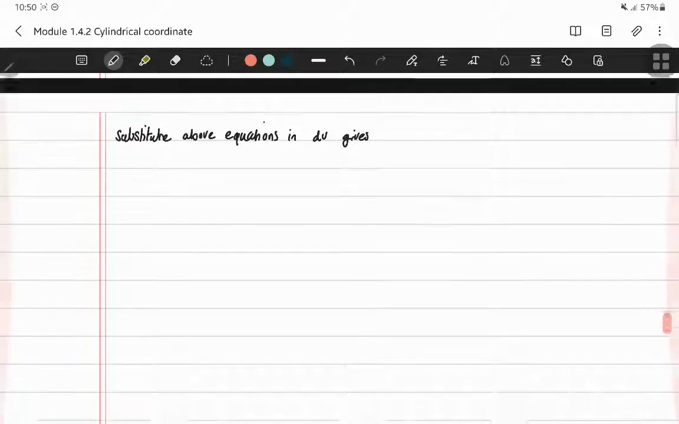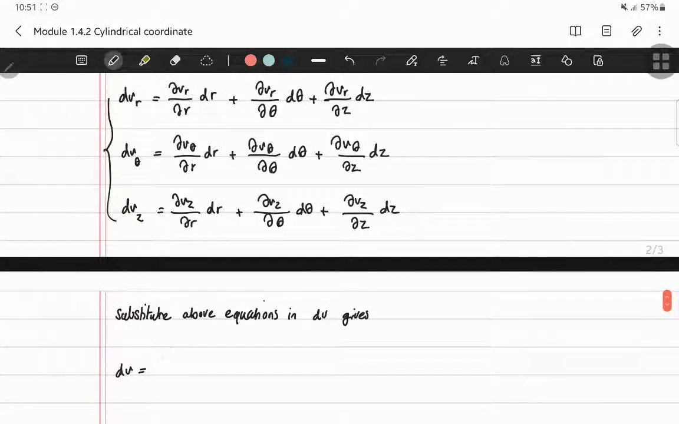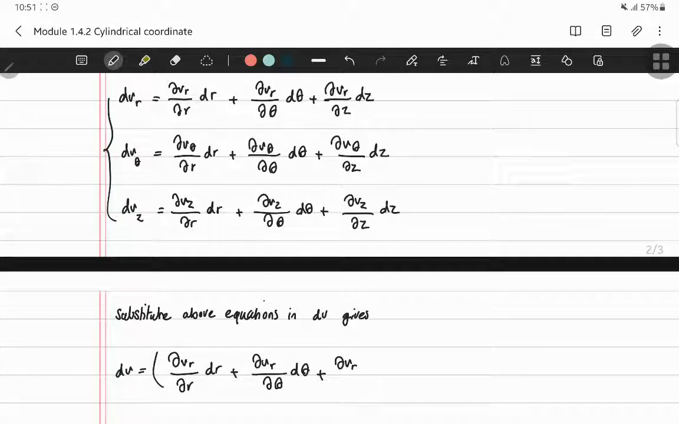So again, substitute the above equations in dv gives. So we have dv as, all right, dvr, which is this one: partial derivative of vr with respect to r dr plus partial derivative of vr with respect to theta d theta plus partial derivative of vr with respect to z dz, er.